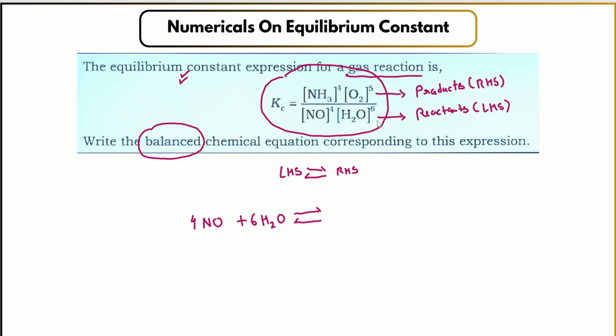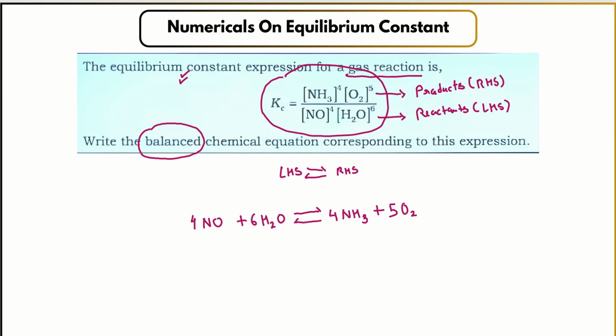Okay, this was the reactant part which comes in the left hand side, and the right hand side will come as follows. So how you will write this NH3 raised to 4? Simply write NH3, here you write 4, plus O2 raised to the power 5 was given, you can write 5 as this.